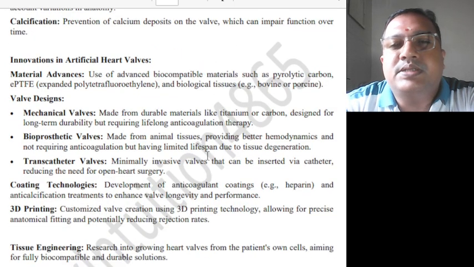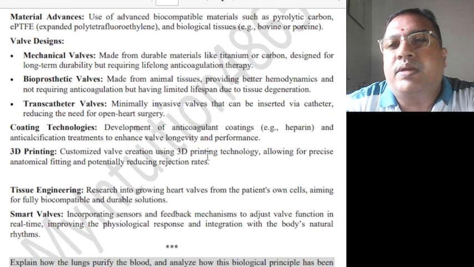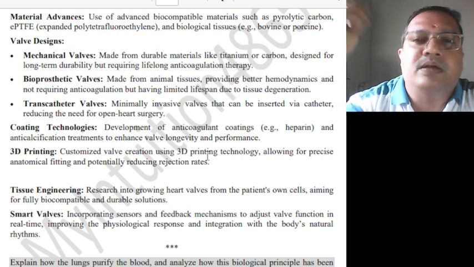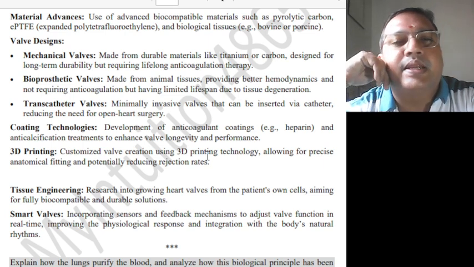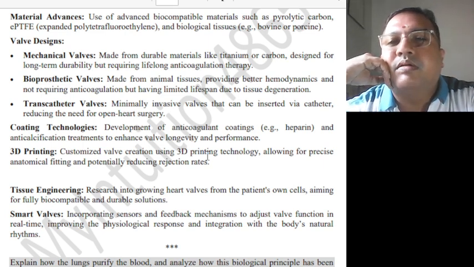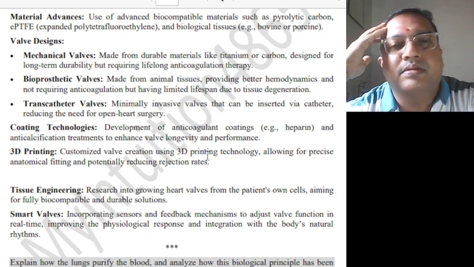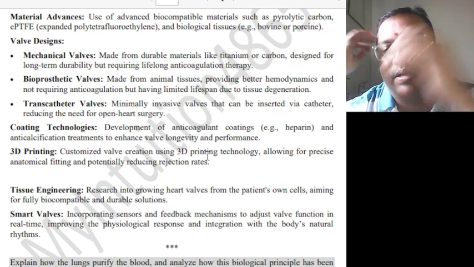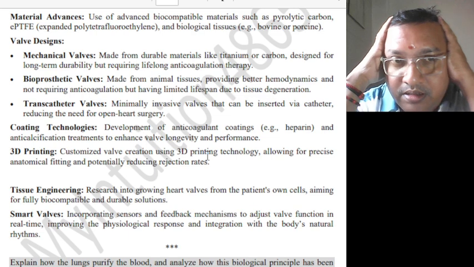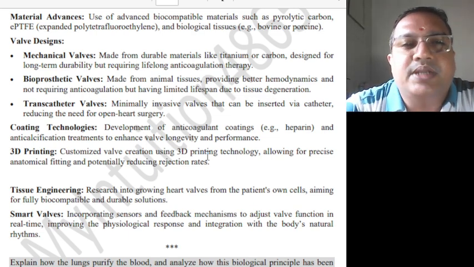Now the innovations in artificial heart valves: using biocompatible materials like pyrolytic carbon or expanded polytetrafluoroethylene, and biological tissues like bovine or porcine. That is, materials similar to that of a heart. Materials are there, and then connecting that material is the need of the era.